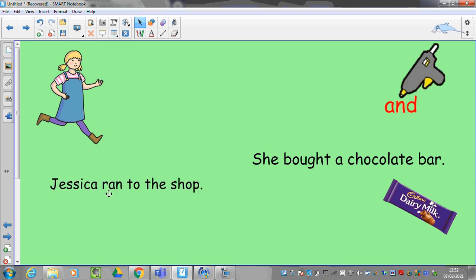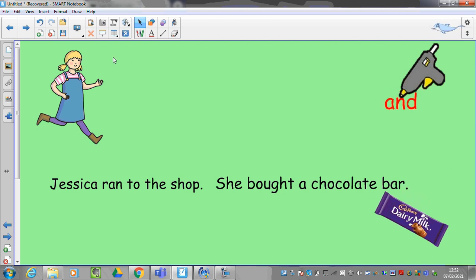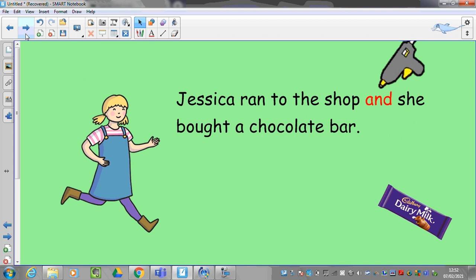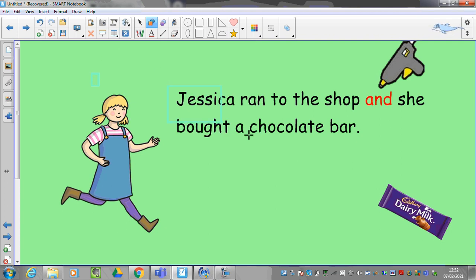So Jessica ran to the shop. She bought a chocolate bar. And we're going to use and to glue these sentences together. Look, Jessica ran to the shop and she bought a chocolate bar. Oh my goodness, look at what we've done here. Wow, we've made a super long sentence by using the word and. Now let's go back and see exactly how we did that.